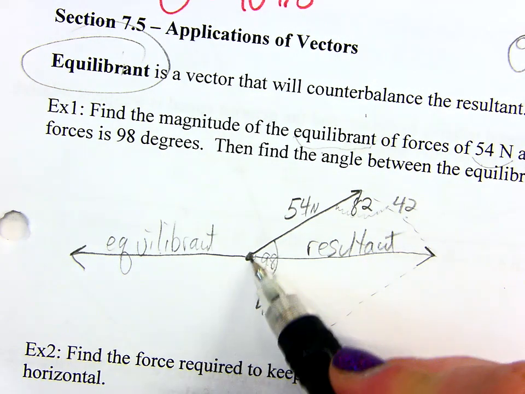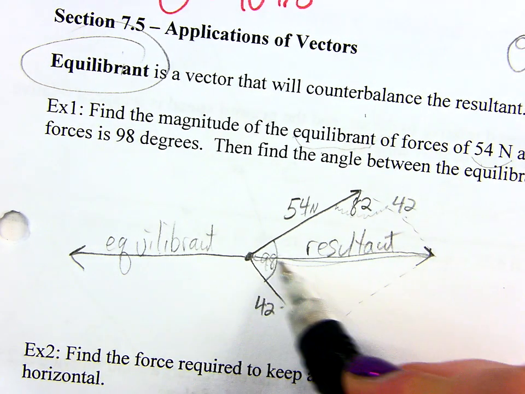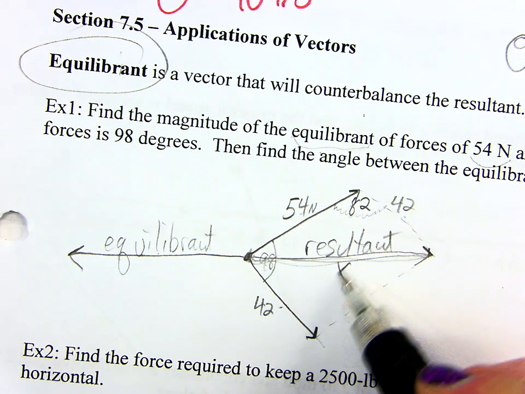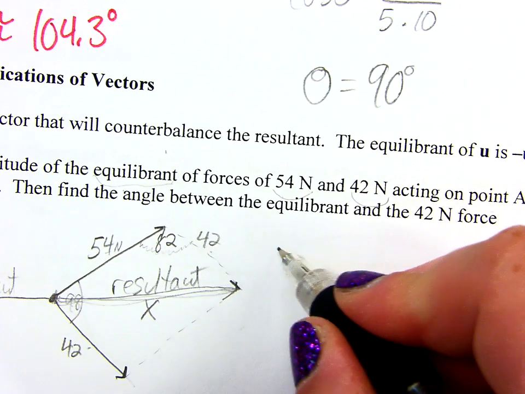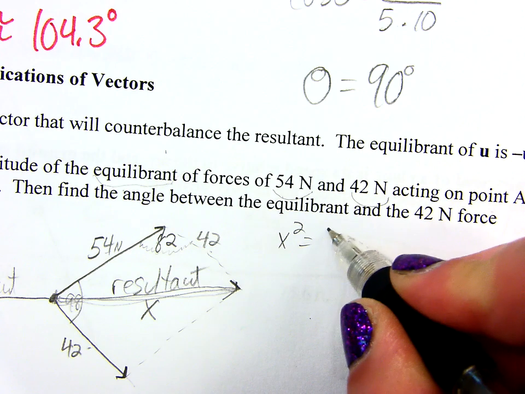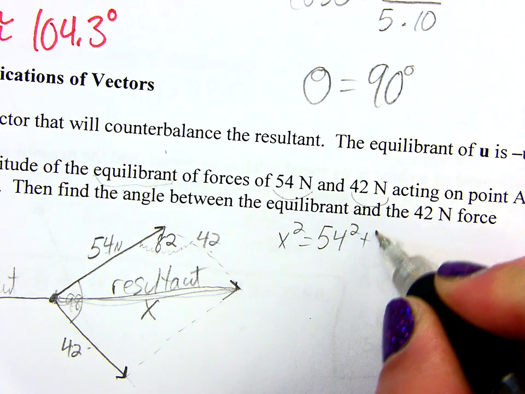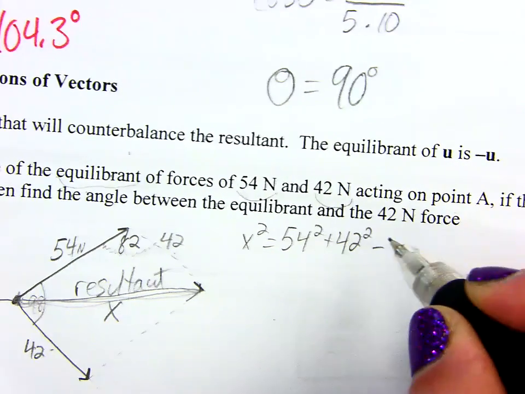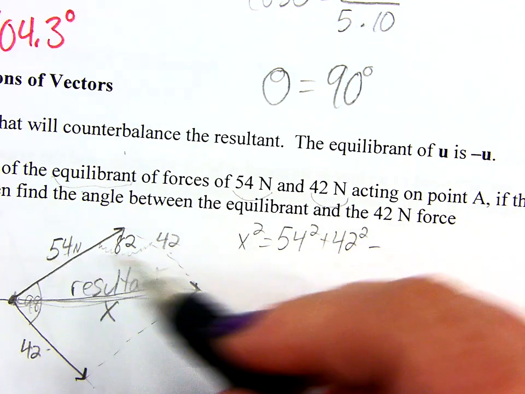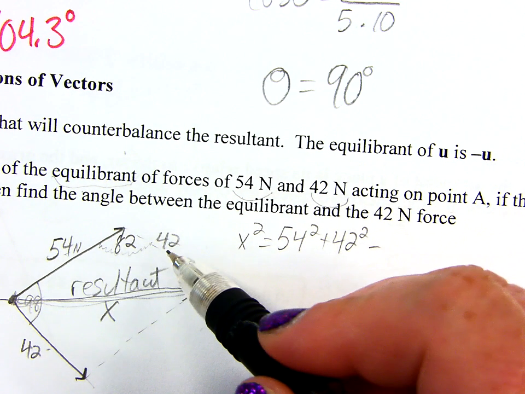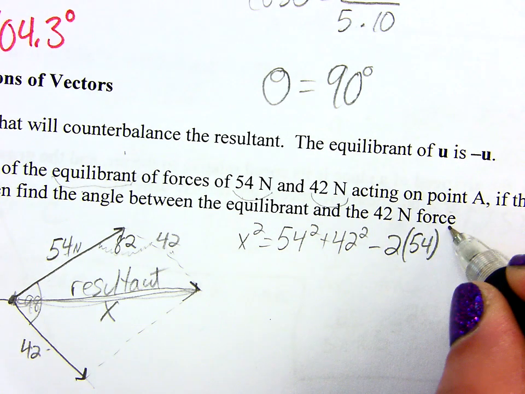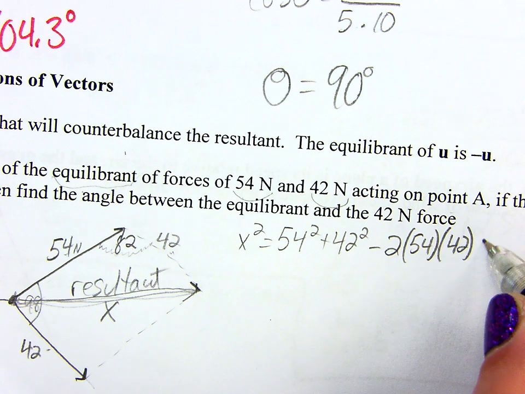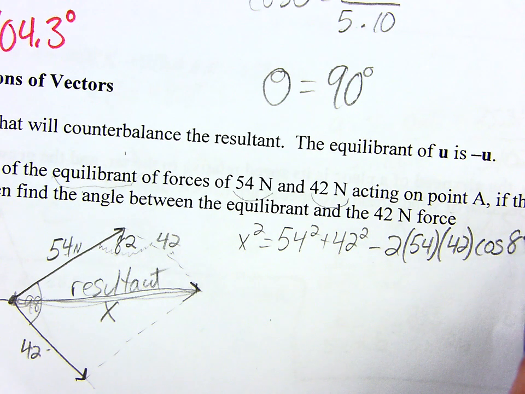And I'm trying to find the length of this. Now, do you remember what to do here? Yes, it's law of cosines. So x squared would equal a squared plus b squared minus, oh, I'm sorry, b and c, not a and b. So b squared plus c squared minus 2 times b times c times the cosine of a.